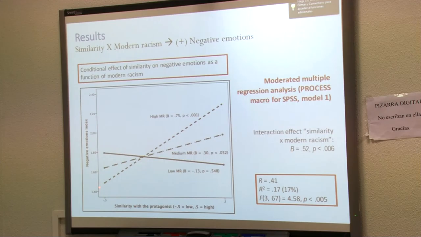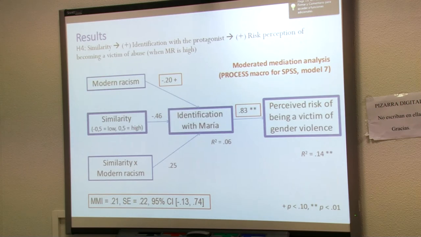But if you see this line, in this case, this line reflects people with high modern racism. In this case, we found a very strong positive relationship. That means that people who felt more negative emotion were those who were exposed to the condition in which the character was an Argentinian immigrant. In this case, it's a very, very clear result.